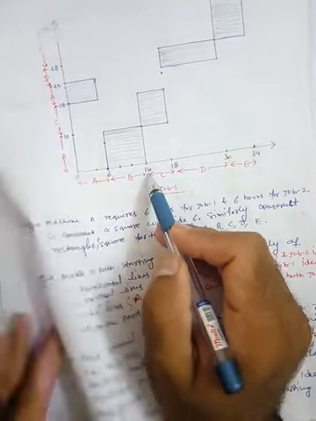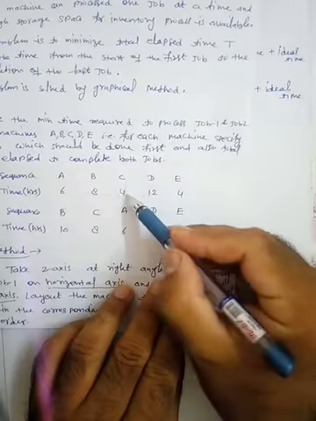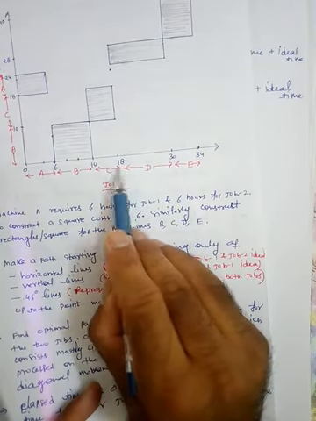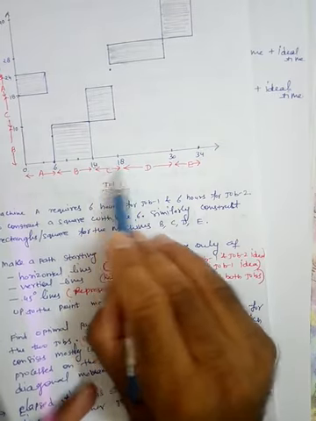Then C is 4 hours. So 14 plus 4 is 18. During this, machine C is in working state.